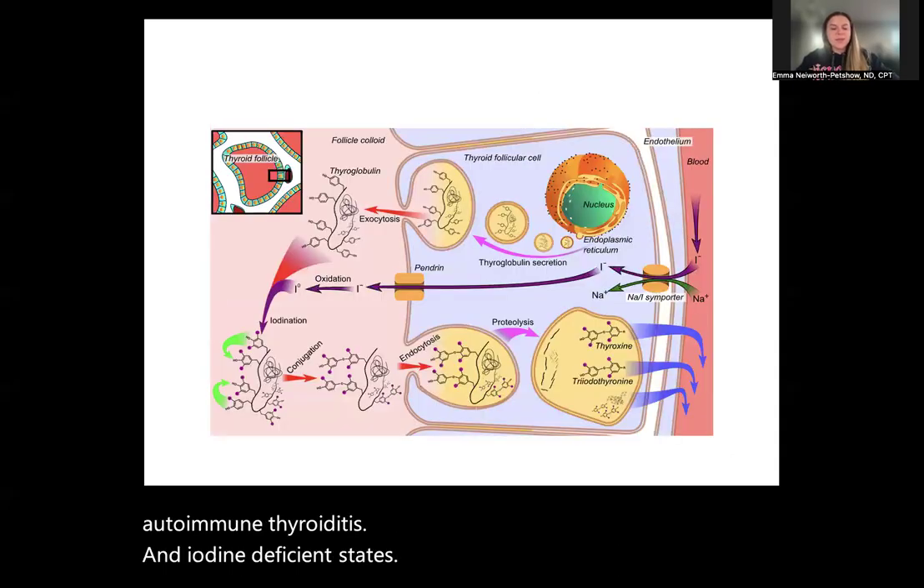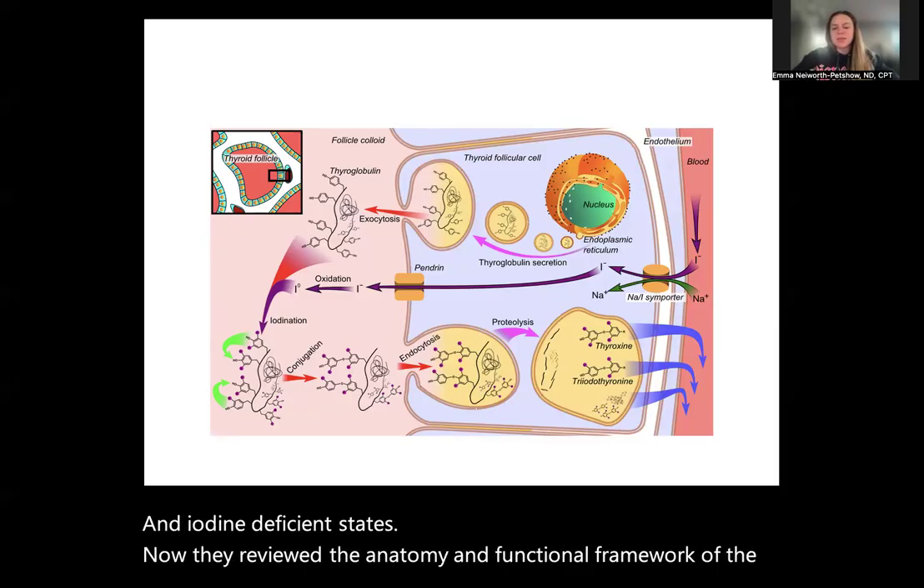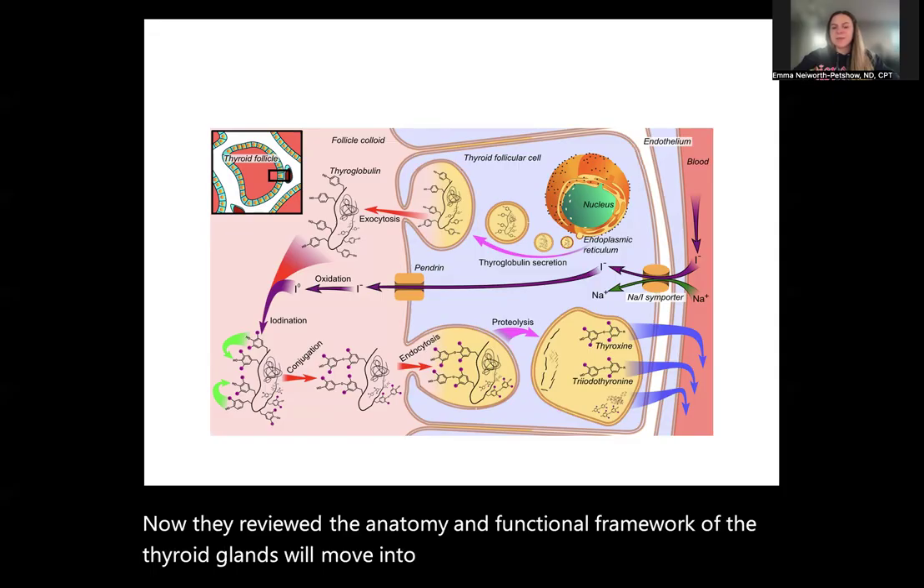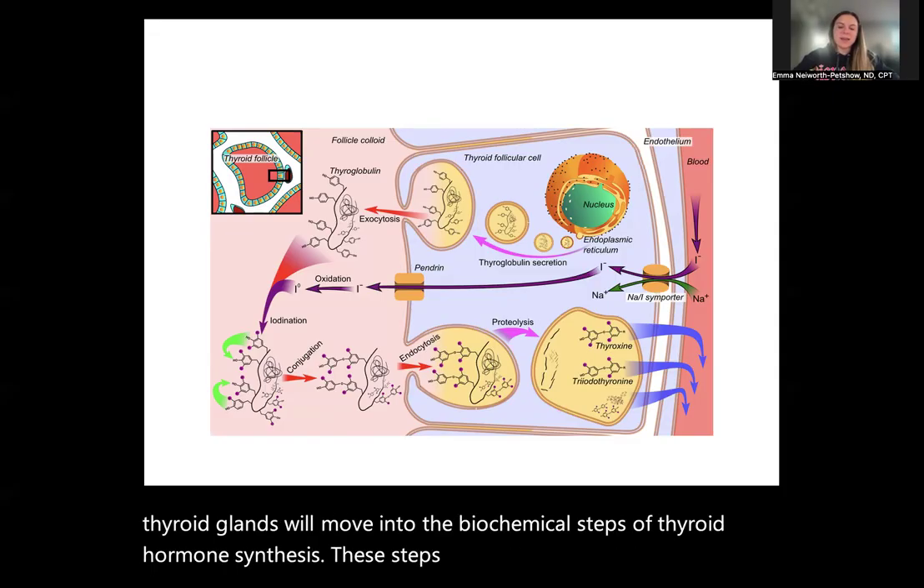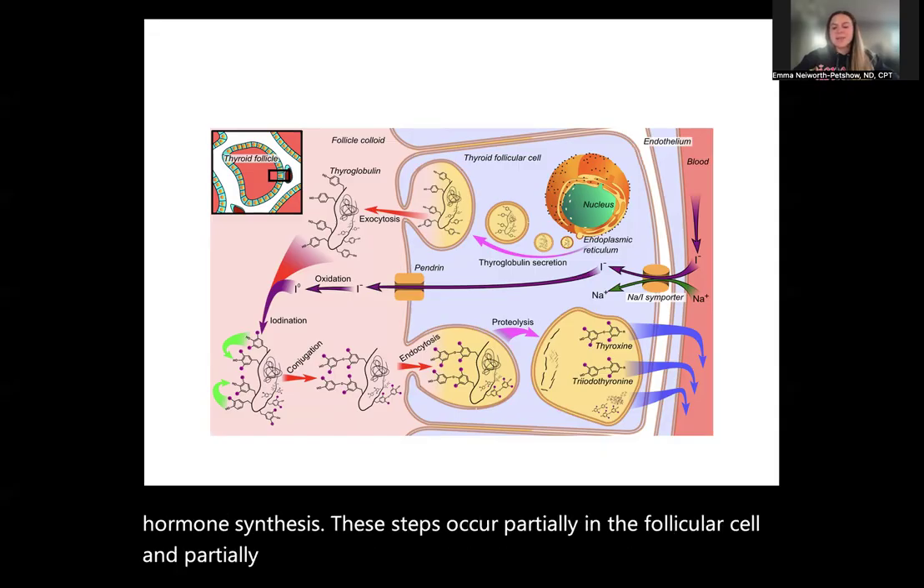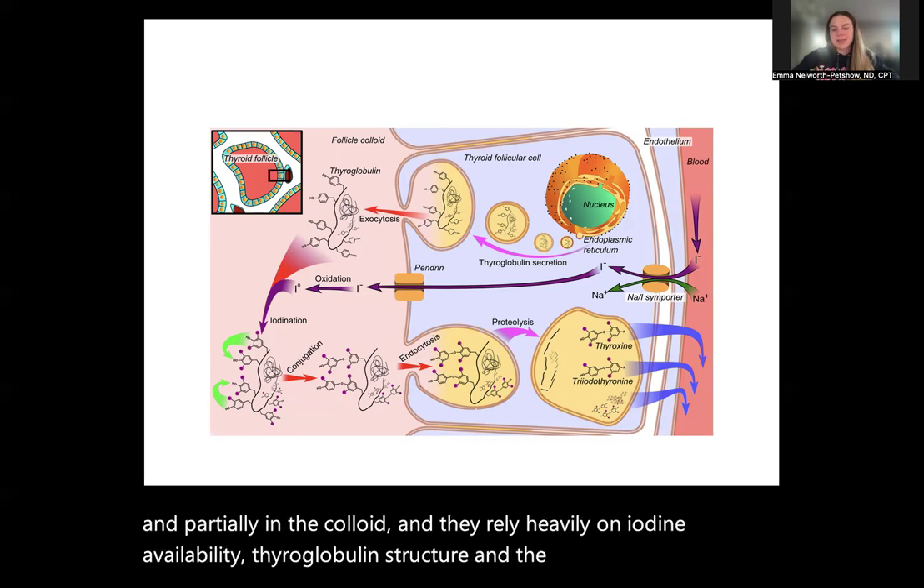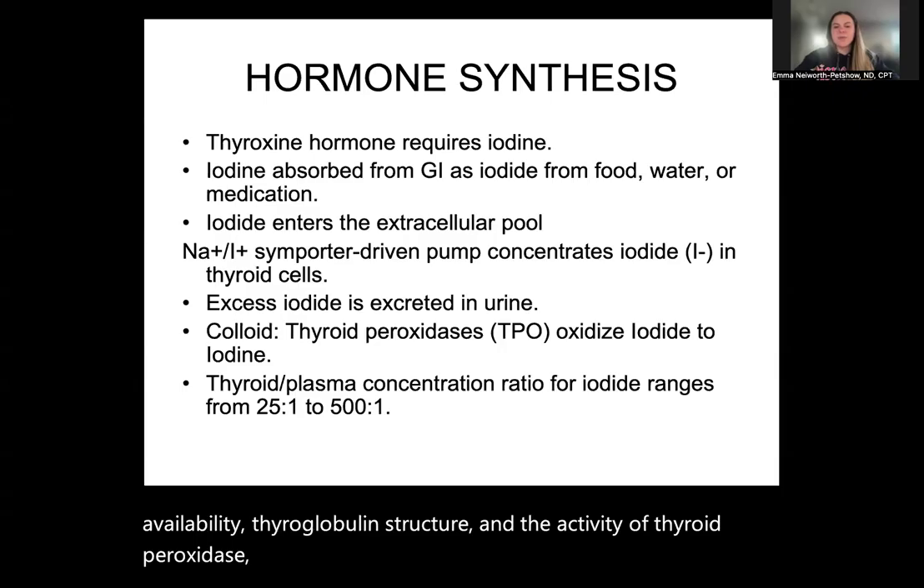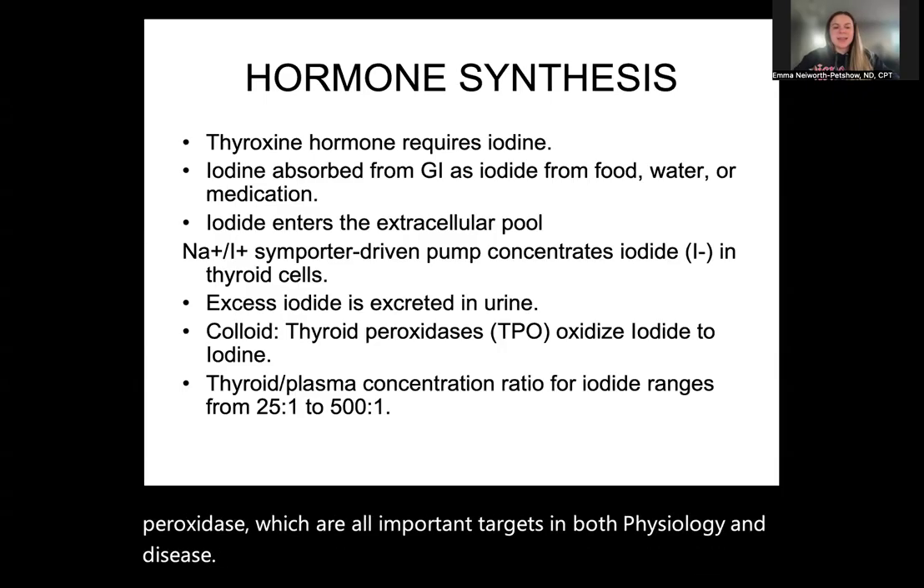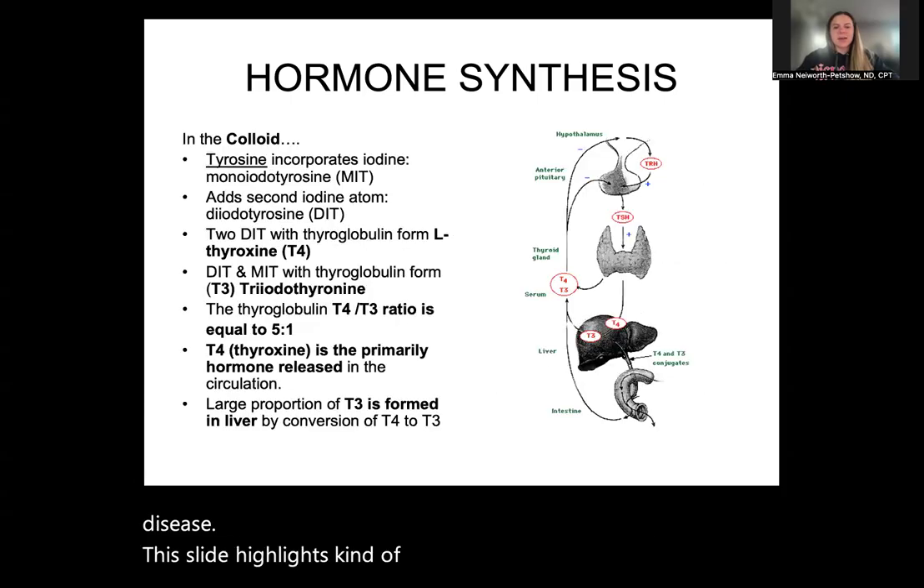Now that we've reviewed the anatomy and functional framework of the thyroid gland, we'll move into the biochemical steps of thyroid hormone synthesis. These steps occur partially in the follicular cell and partially in the colloid, and they rely heavily on iodine availability, thyroglobulin structure, and the activity of thyroid peroxidase, which are all important targets in both physiology and disease. This slide highlights some of our key steps of thyroid hormone synthesis.